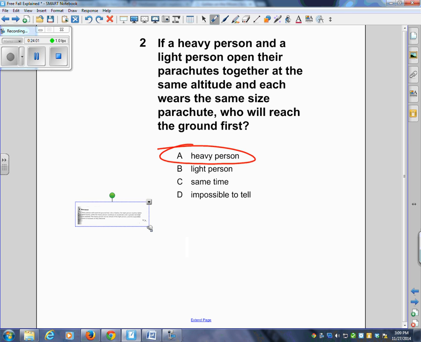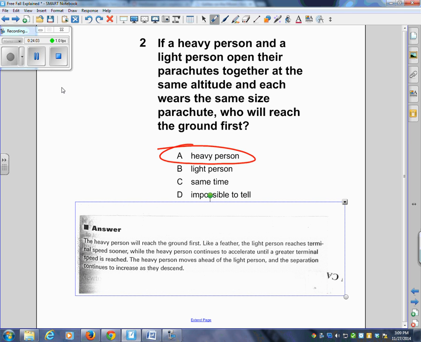The heavy person will reach the ground first. Like a feather, the light person reaches terminal velocity sooner, while the heavy person continues to accelerate until a greater terminal speed is reached. So the heavy person moves ahead, and the separation continues to increase as they descend. So they both fall at constant speeds, but the heavy person is going faster, so they will actually separate, right?